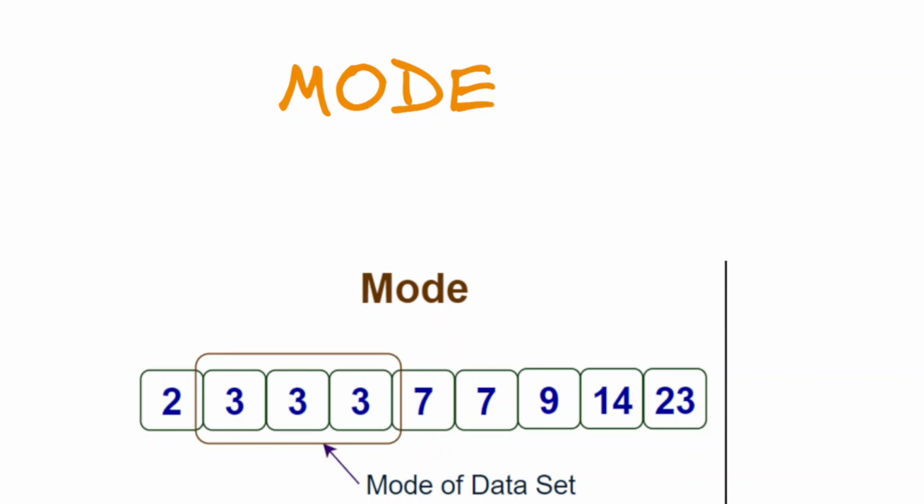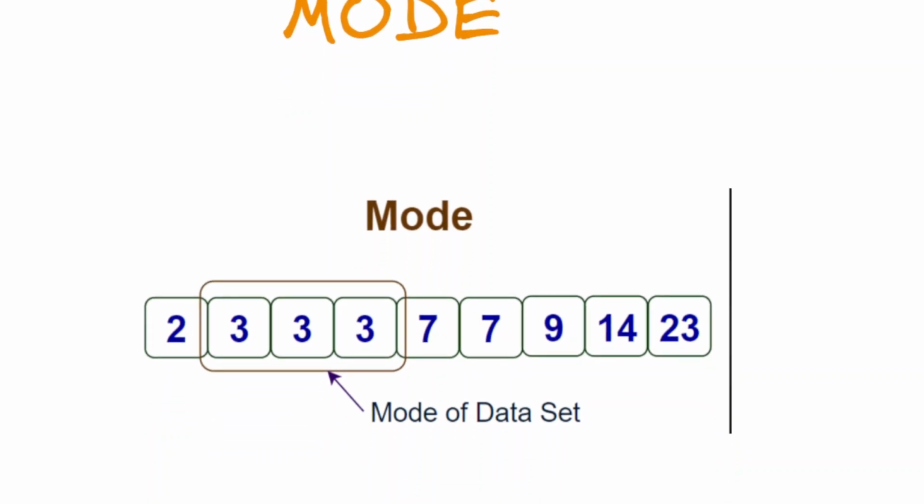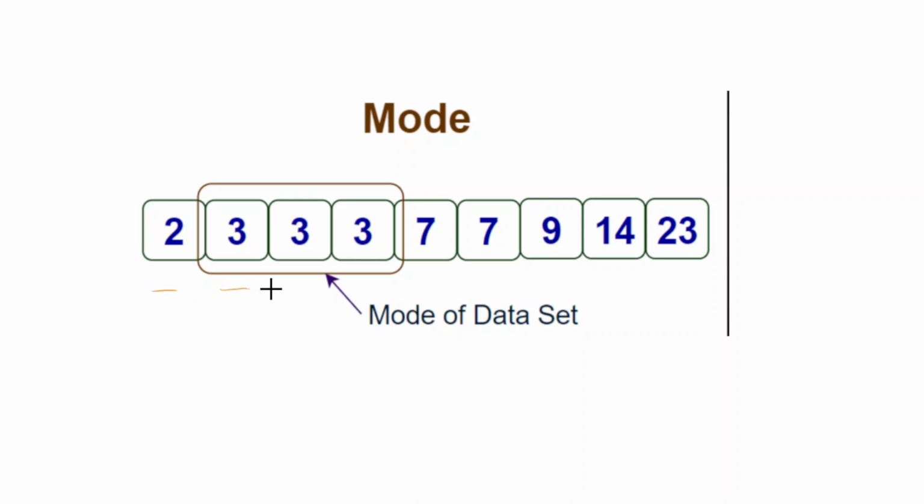In the simplest format, as you can see in one of the examples here, there is a set of numbers written like 2 3 3 3 7 7 9 14 23. It is arranged in ascending order, and 3 is the number occurring the maximum number of times, as 2 occurs only once, 3 occurs thrice, 7 occurs twice, 9 occurs once, 14 also once, and the same goes with 23. So 3 is the mode.